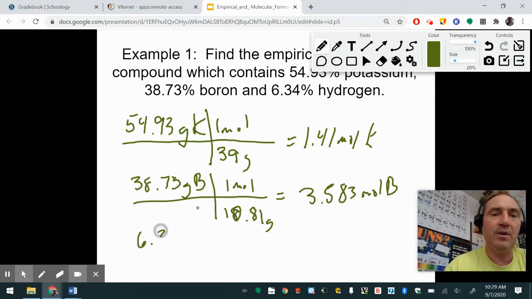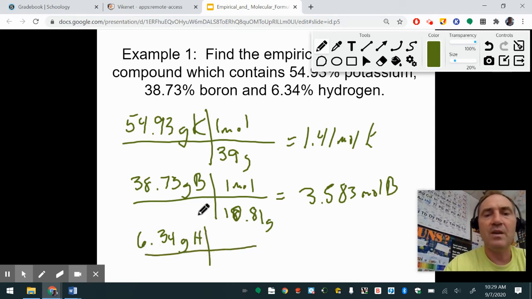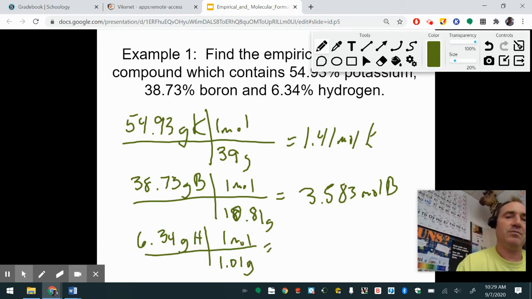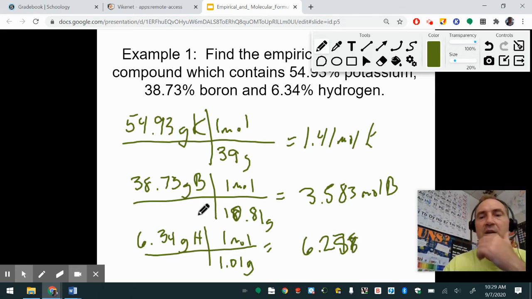So it's 6.34 grams of H, and that's 1.01 grams in 1 mole of H. And so that's pretty much 6.34, but let's just play around with it. All right, so 6.278 or 2.8. There we go.